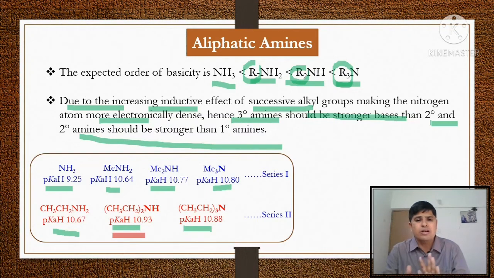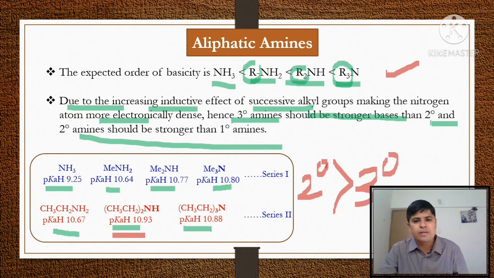So here the order is not what we are expecting, that tertiary should be more basic than secondary and secondary more than primary. In series 2, secondary amine is stronger than tertiary, and tertiary is stronger than primary. Now why is it so? This is what we have to see.